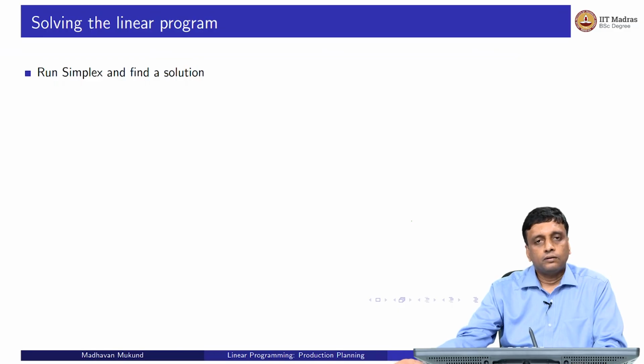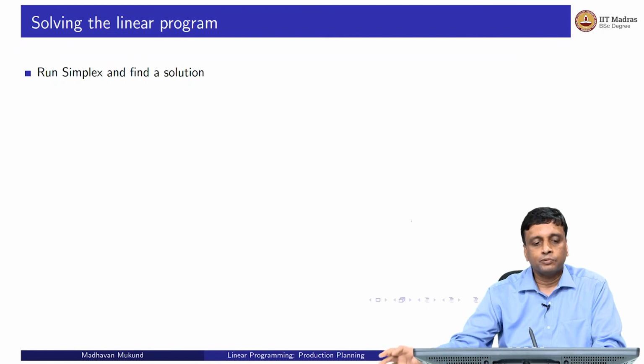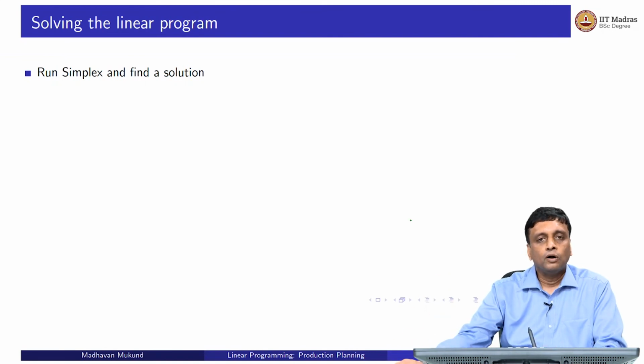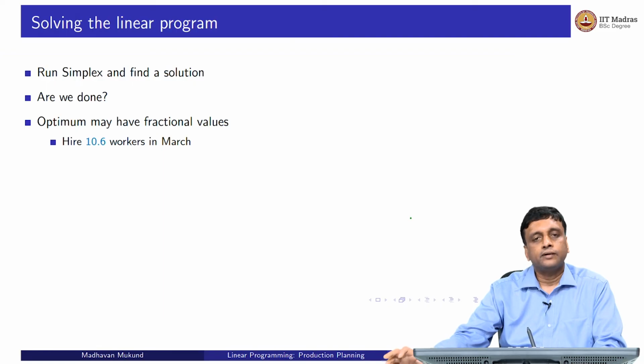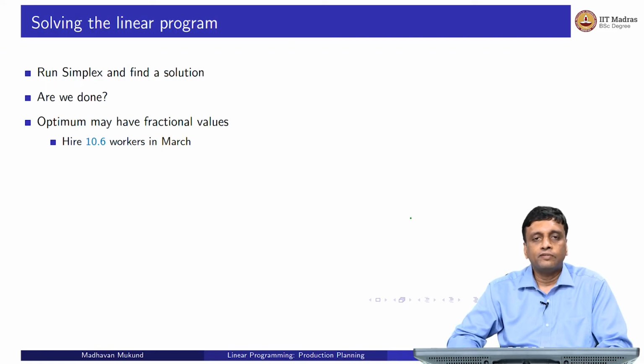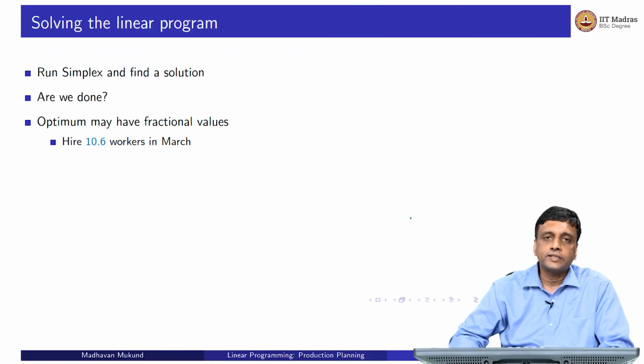So having set all this up, we have set up the constraints, we have set up the objective, and as we said before, what we will typically do is run simplex and find a solution. So are we done? Well, in this case, it might turn out that some of the values that we get are fractional. So supposing it says that H3 is equal to 10.6. So H3 is equal to 10.6 says that in March I should hire 10.6 people.